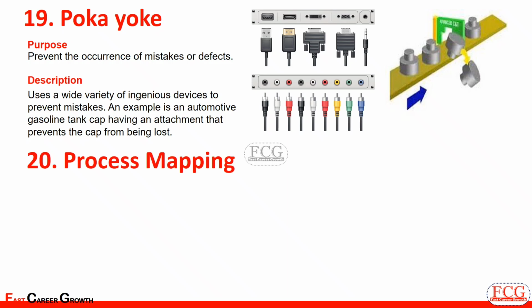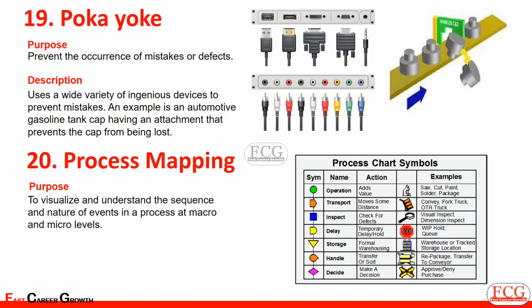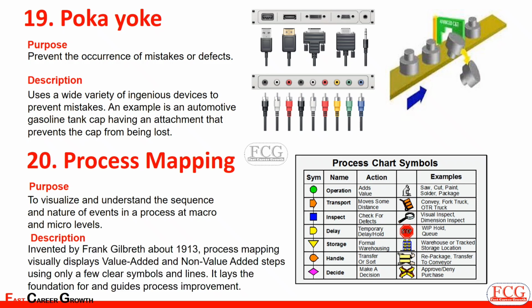The 20th lean manufacturing tool is process mapping. Its purpose is to visualize and understand the sequence and nature of events in a process at macro and micro levels. Invented by Frank Gilbreth about 1913, process mapping visually displays value-added and non-value-added steps using only a few clear symbols and lines. It lays the foundation for and guides process improvement.